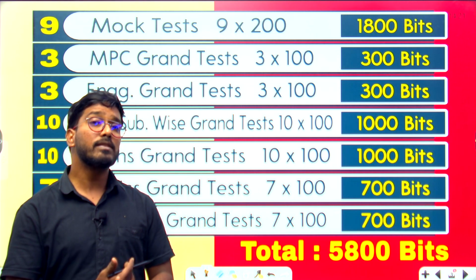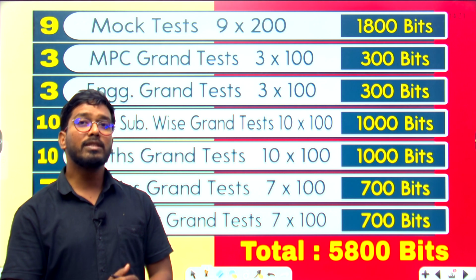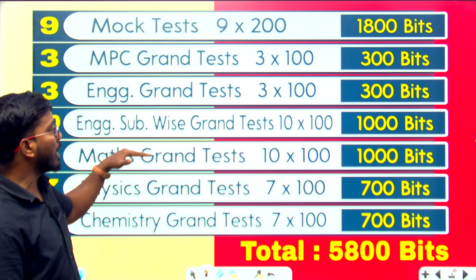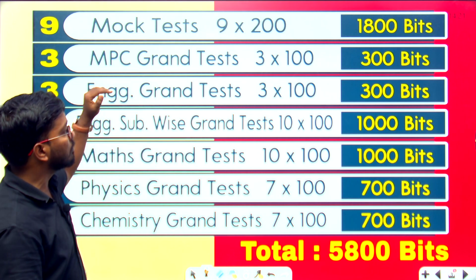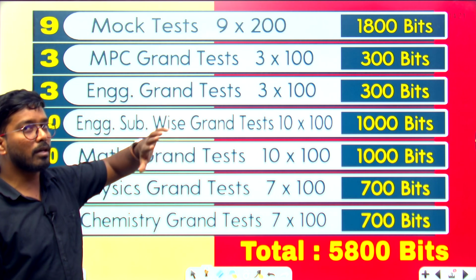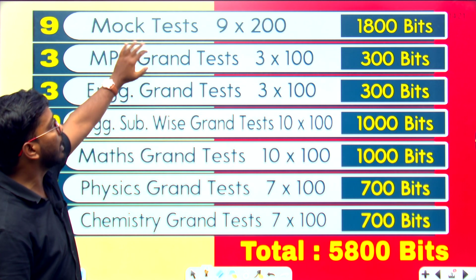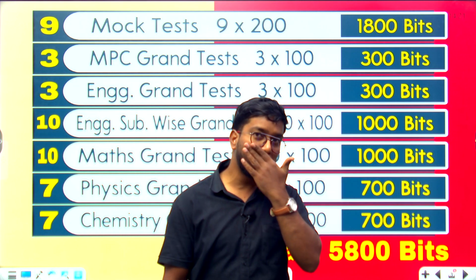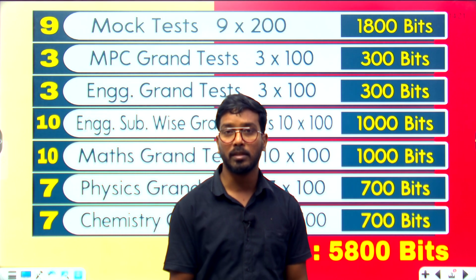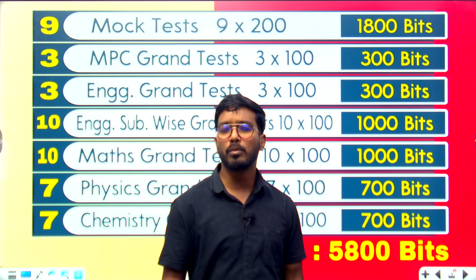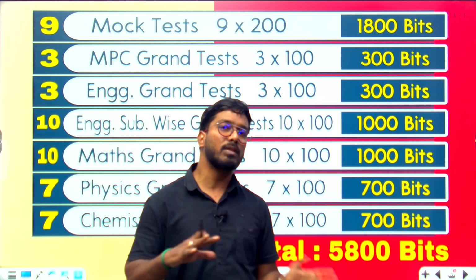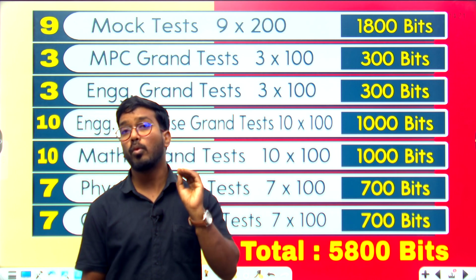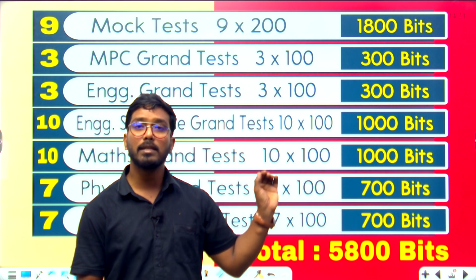So we have designed the course in such a manner that, look here, grand test examination for chemistry, then physics, then maths, engineering grand test examination, total 100 marks covering all the subjects, then MPC grand test, mock test, 200 marks. 9 exams you people are going to be writing, guys, before the ECET examination. In the 200 marks exam, suppose you are getting around 120, 130, 140, 150, then you can analyze what score you will be getting in the final ECET examination.